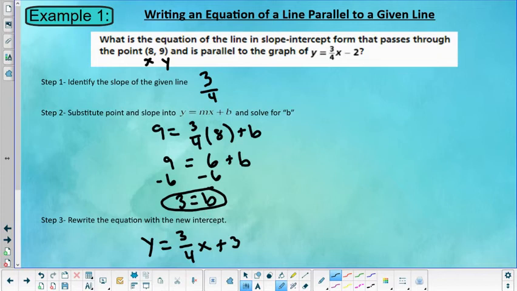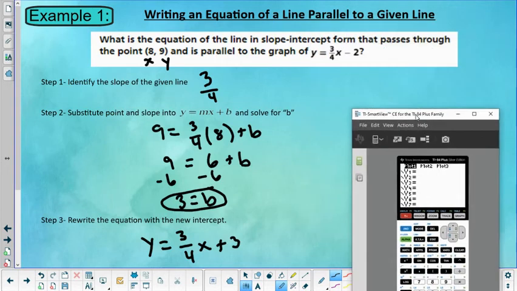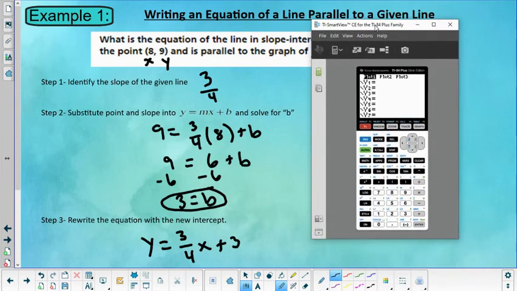If you wanted to double check, you can absolutely use a graphing calculator. You can use your Desmos one. I'll show you on here. So my first equation was 3/4 x minus 2. I've got to use the x button on here, minus.